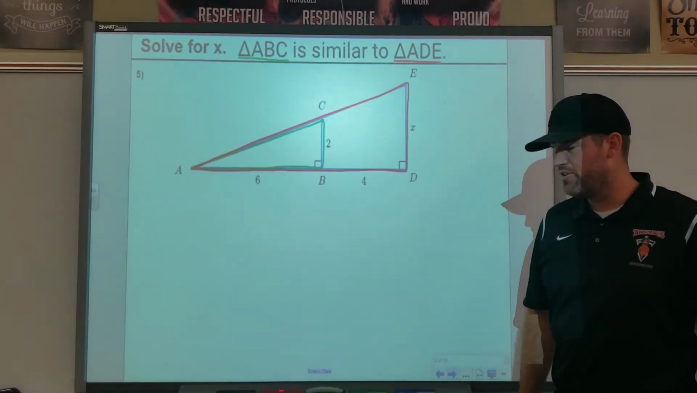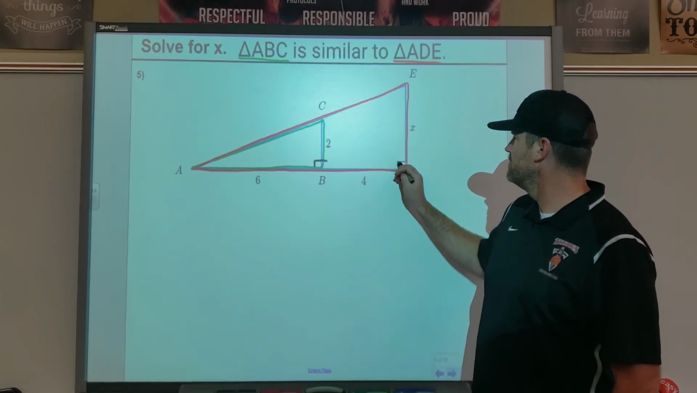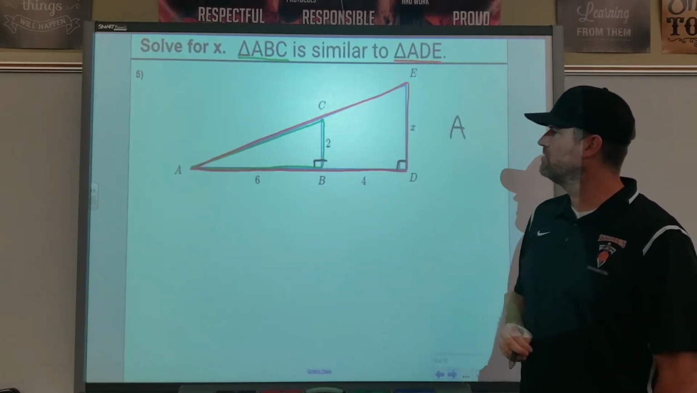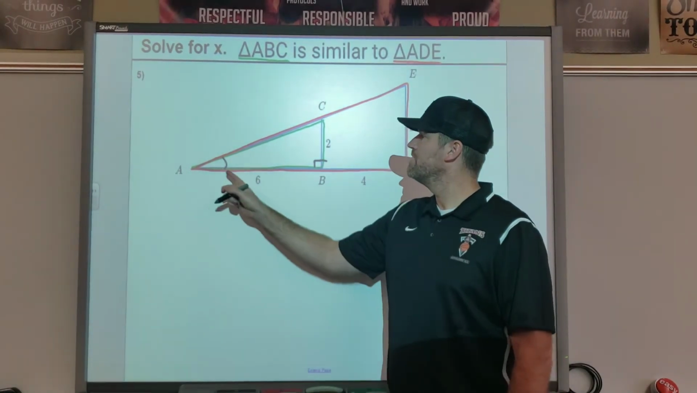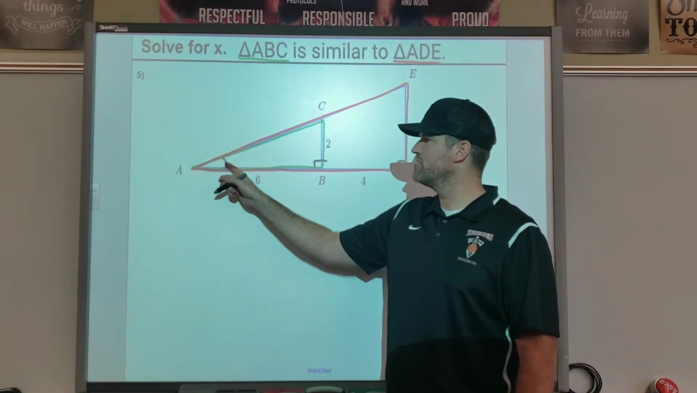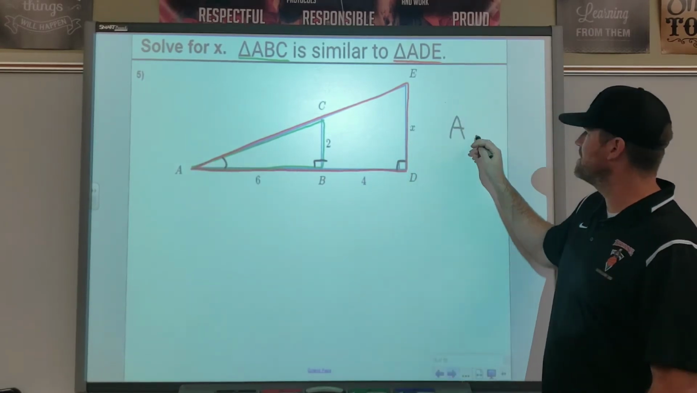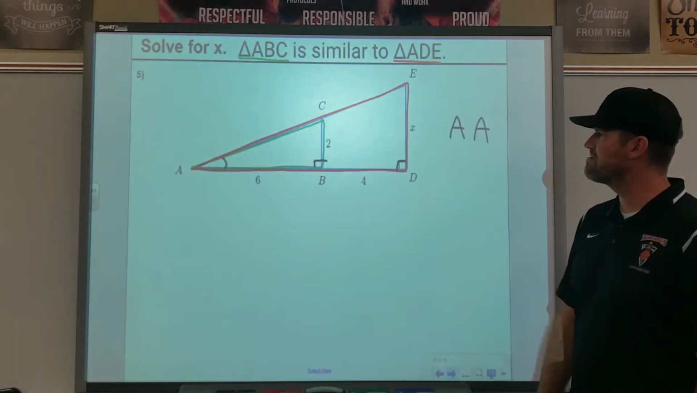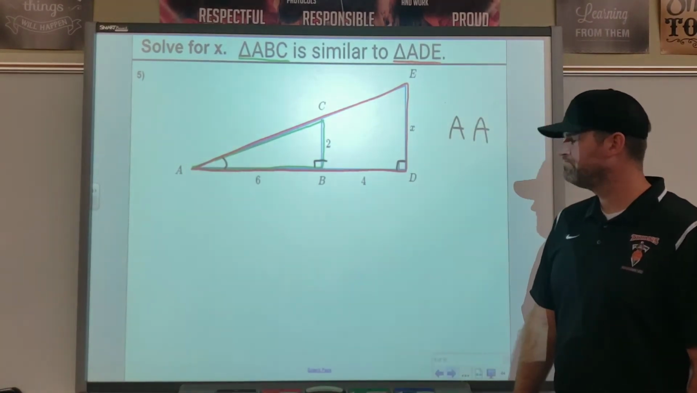Side note, the reason I know they're similar is they both have a 90-degree angle. All right, so that's an angle. And then we have reflexive property with an angle, which shows us that angle A of the green triangle is the same as angle A of the red triangle. So they have to be congruent angles. Therefore, we have angle, angle. That's how we know the triangles are similar.